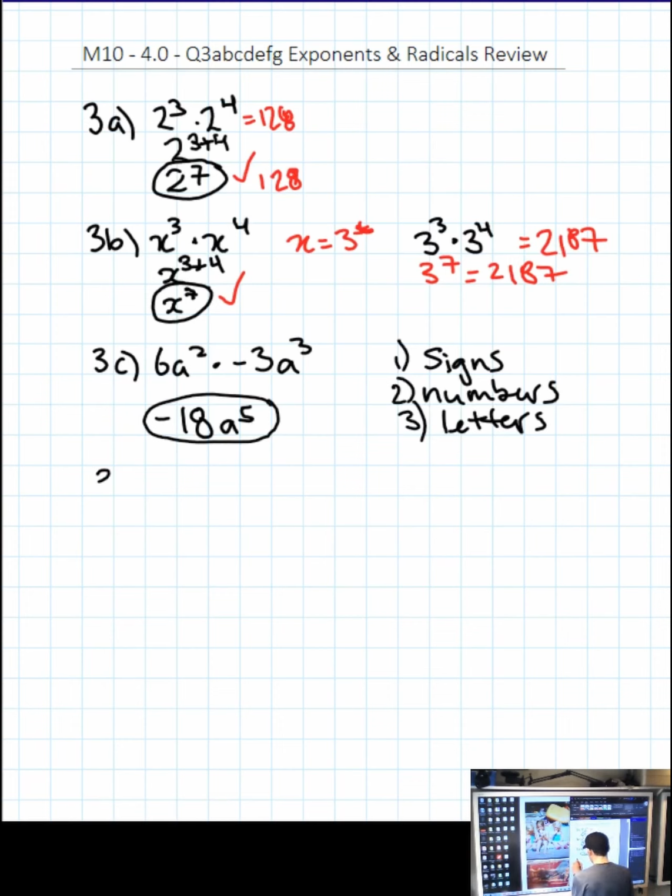Okay, we have 3d. 2 cubed times x cubed. This is a trick question. Some people just think, oh, randomly, okay, we just always add our exponents. Well, you can't just randomly make up rules. If we have the same base, yes, we can add our exponents when we're multiplying, but we don't, so we can't. 2 cubed is 8, x cubed is x cubed, and that is our final answer. Be careful, make sure you understand the rules and the foundations.